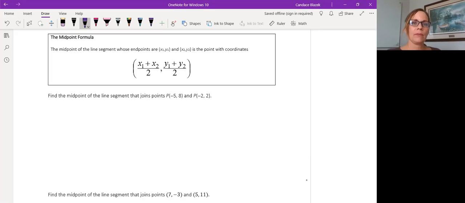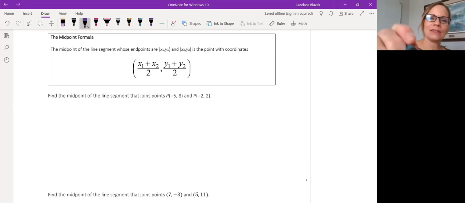And the midpoint formula of the line segment whose endpoints are x1, y1, and x2, y2 is the point with coordinates x1 plus x2 divided by 2. And your new y coordinate will be y1 plus y2 divided by 2.